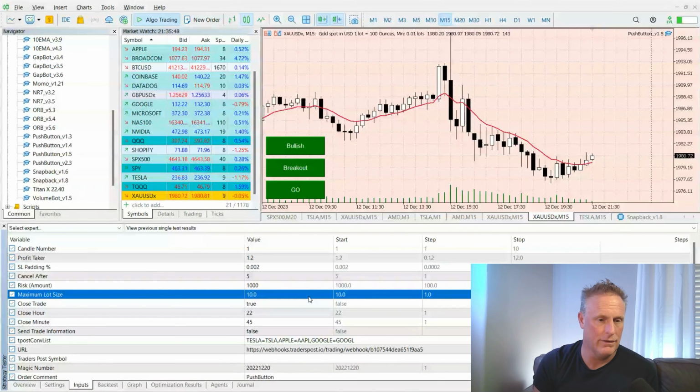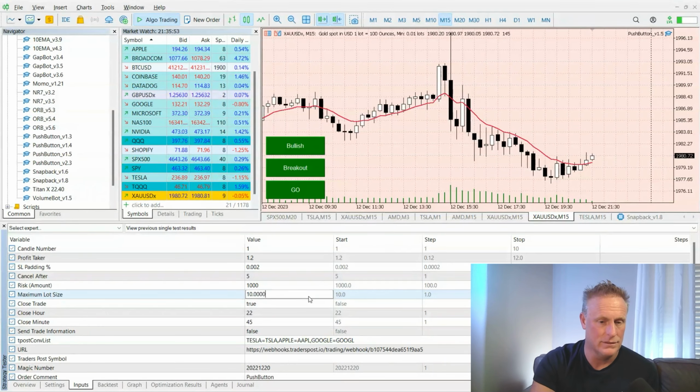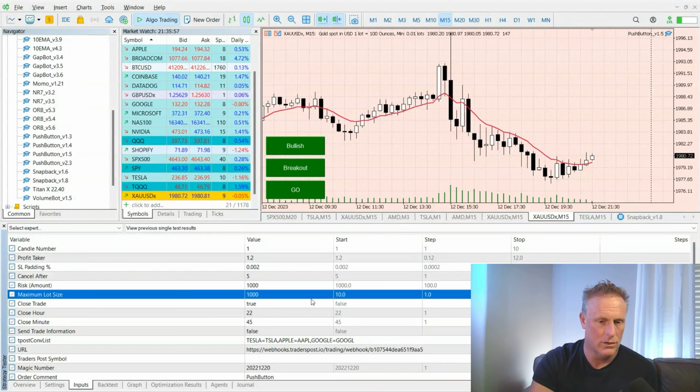The version that we're looking at right now kind of auto detects it. So I can say what the max is. I'll change it to 1,000, and then it'll auto detect a lot size. So if the asset I'm trading has a limit of 500, then boom, it'll do 500. If I'm trading something that has 900, it'll do 900.